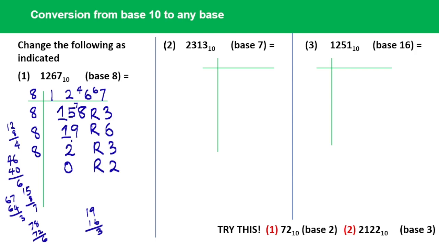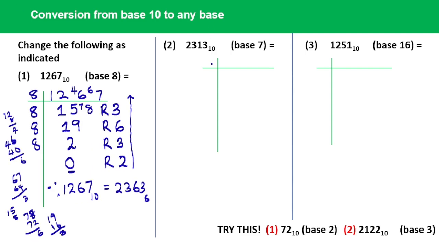The whole process of division stops the moment I get to 0. Now my answer will be written using the remainders, starting from the bottom to the top. Therefore, 1267 base 10 is equal to 2363 base 8.